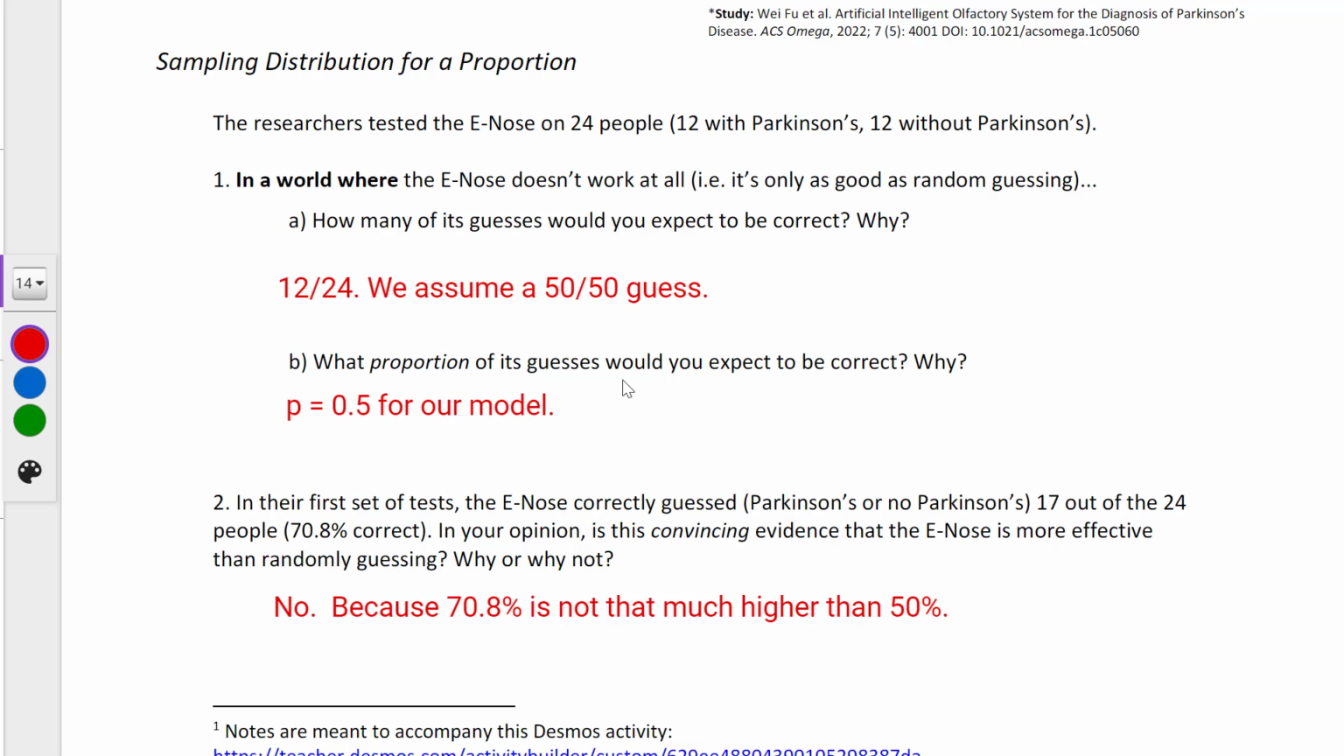Today we're talking about sampling distributions of proportion. Then we would say p equals 0.5. Notice there's no hat or anything. This is the true proportion if the E-Nose doesn't work. In their first set of tests, the E-Nose correctly guessed Parkinson's or no Parkinson's on 17 out of 24 people. So that's 70.8%. Now, some of you thought it was maybe convincing, but most of you did not. You said 70.8% isn't that much higher than 50%.